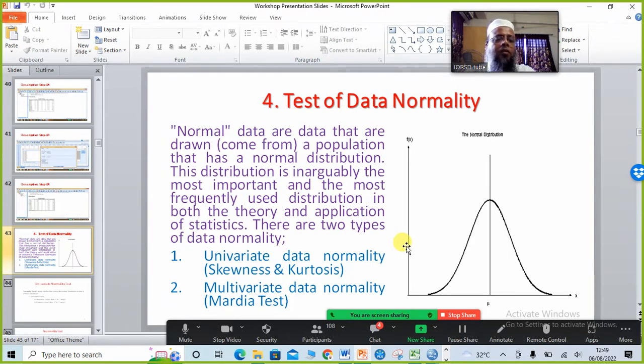If our data is normally distributed, it will show in the histogram. It will show the bell shape, right? And why is it necessary? The data should be normal, brother Shahriar.